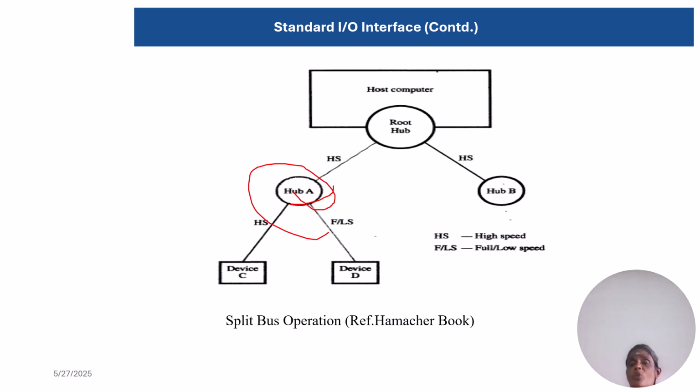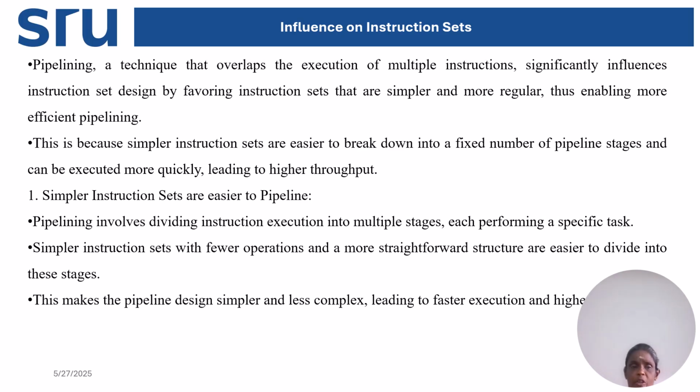So if it is of top priority and high speed, then it will move to device C. Suppose device D is operating at very low speed, then the operation on this branch will be full or low speed. So it is categorized based on the speed with which it is transferring the data.